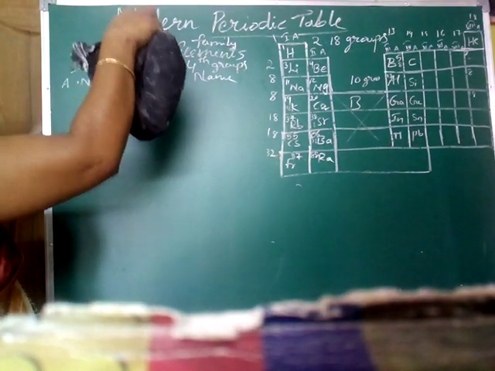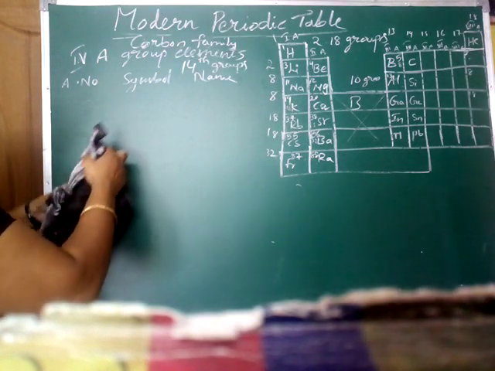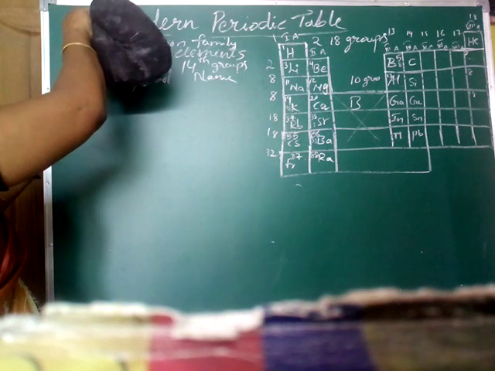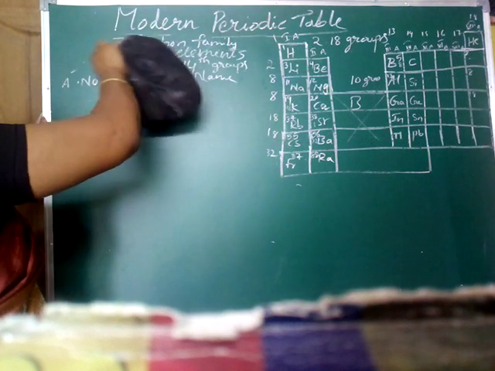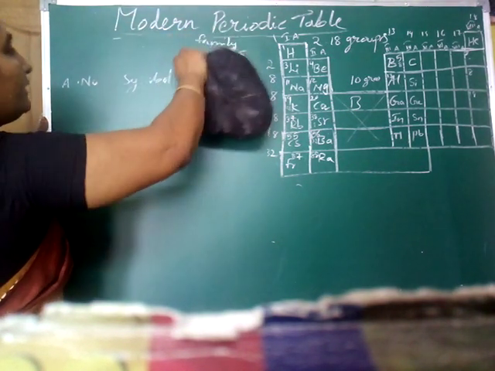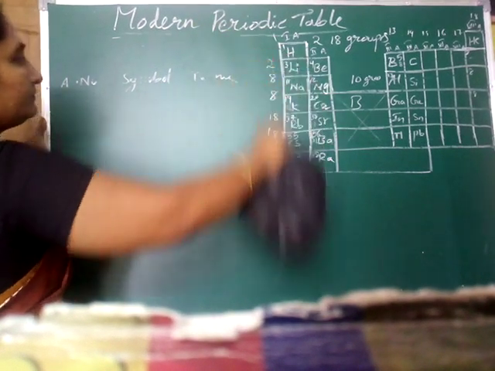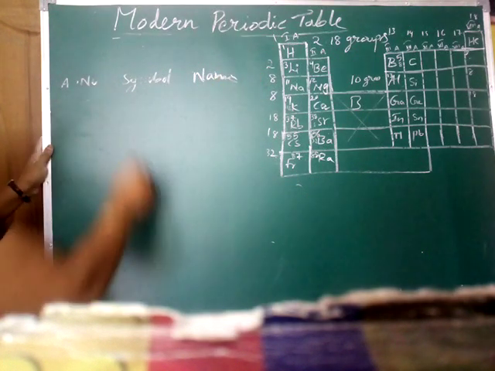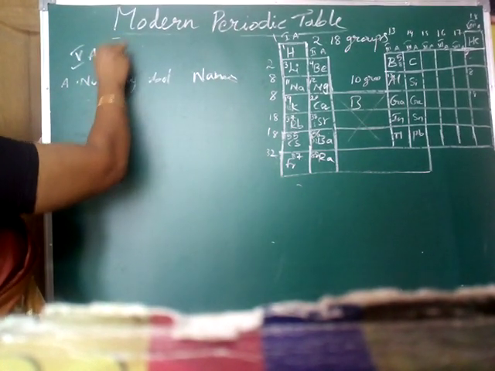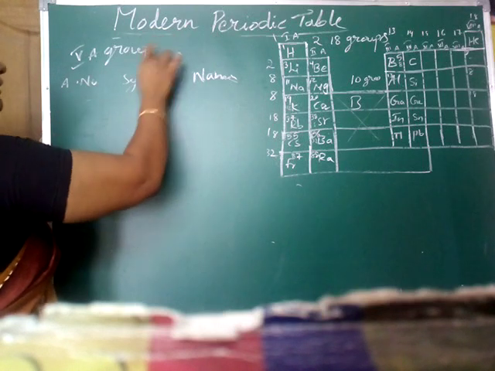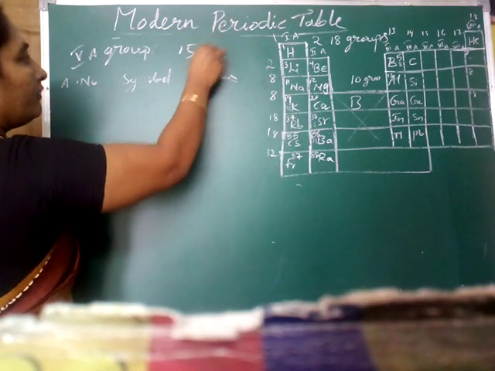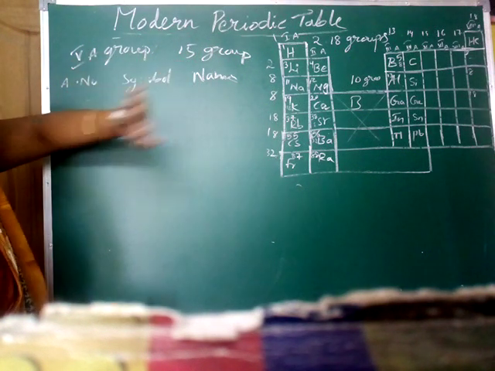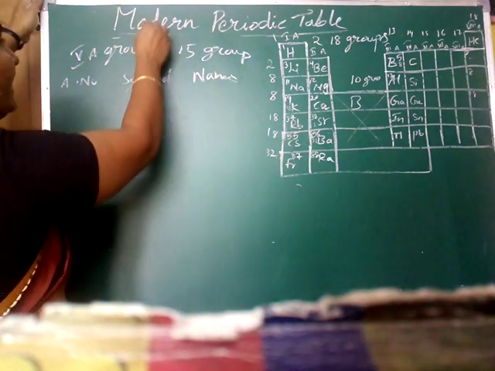Next group element, 14th group, sorry, 14th group elements, that is the 13th group. Then after, now you come to the 5th A group elements. 5th A group elements are 15 group elements. Okay, 5th A or 15 group elements are the nitrogen family.